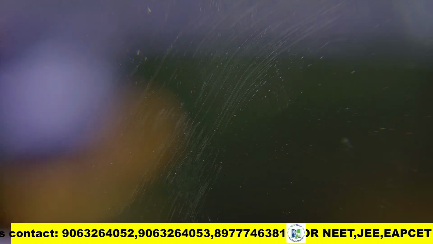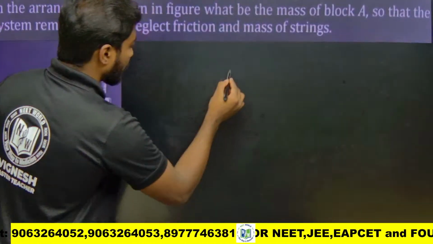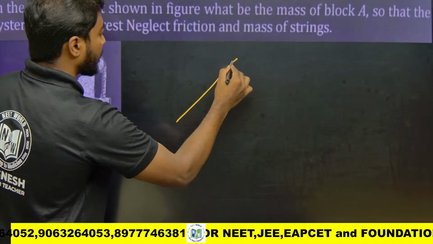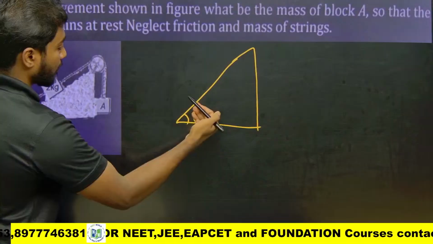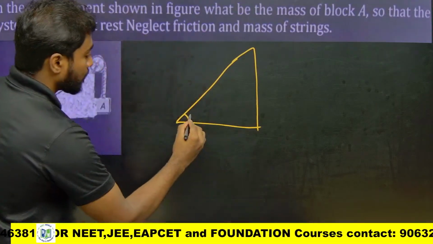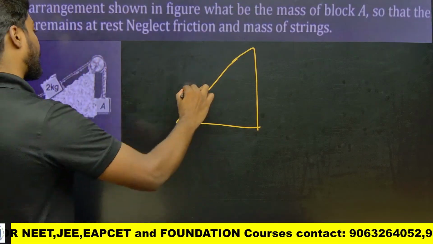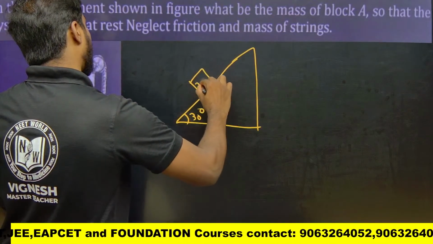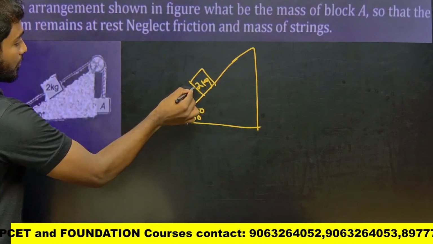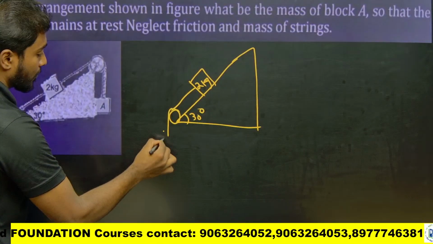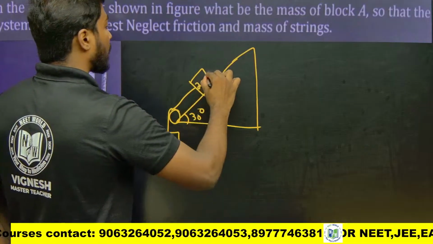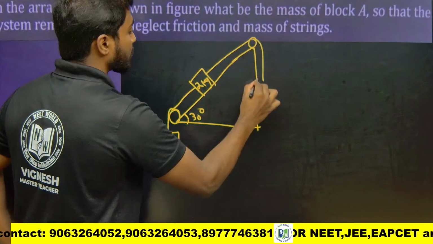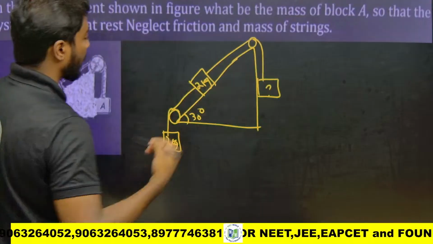So I can consider like this, no? An inclined plane is there, where it makes an angle 30 degree, and there is a mass, this is 2 kg, and this mass is again 2 kg. Now I need to find what is the mass which is hanging in this direction. This mass I need to find.